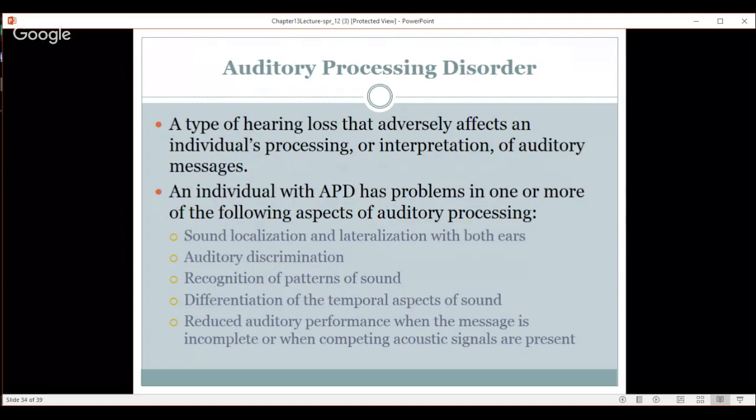Looking at auditory processing disorder, it's a type of hearing loss that adversely affects an individual's processing or interpretation of auditory messages. An individual with APD has problems in one or more of the following aspects of auditory processing. They may have difficulty with sound localization and lateralization with both ears, with auditory discrimination, such as hearing the difference between different sounds, recognition of patterns of sound, differentiation of the temporal aspects of sound, auditory performance when a message is incomplete or when competing acoustic signals are present.